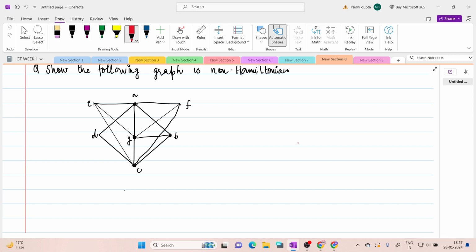So if we want to prove that this is non-Hamiltonian, one way is to use that necessary condition: remove k vertices, and if you get more than k components, then G is not Hamiltonian.